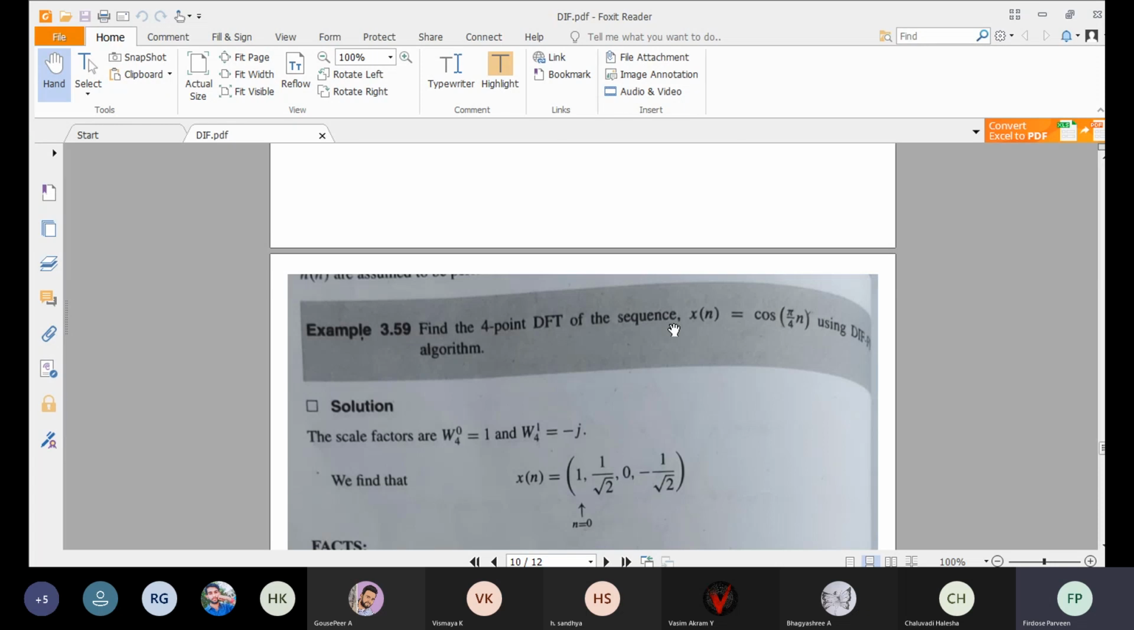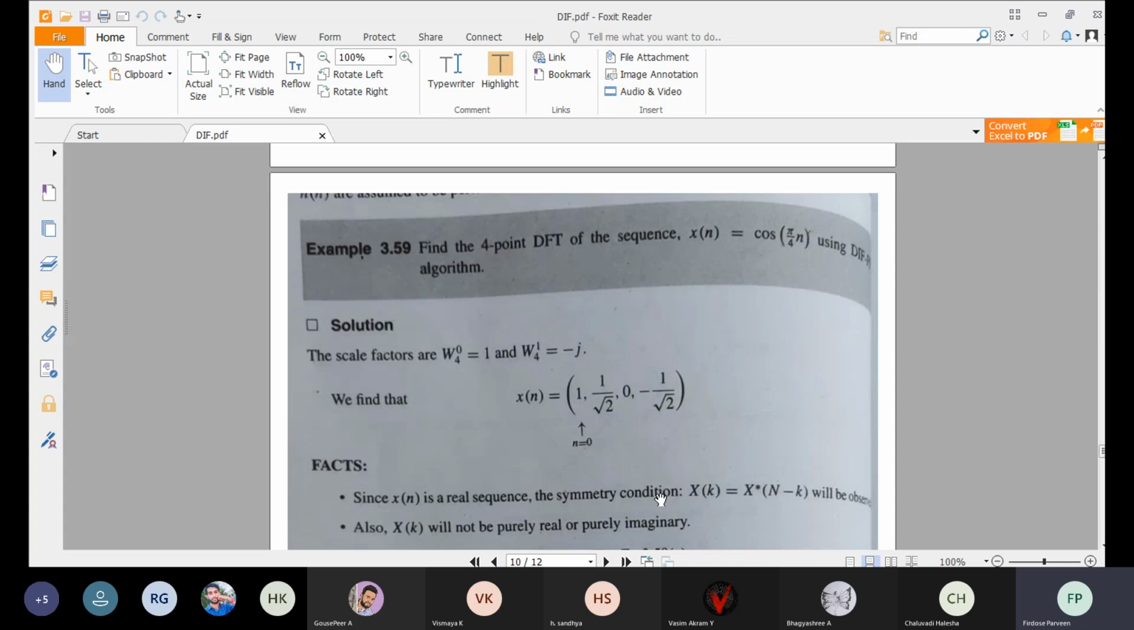They have given one equation, that is x of n is what? Cos of pi by 4 into n. So what you have to do? You have to first find out the sequence. What is the sequence? So x of n will be, when n is equal to 0, cos of 0 will be equal to 1. When it is 1, it is pi by 4, it is nothing but 1 by root 2. Okay. When n is equal to 2, it is pi by 2. Cos 90 will be again 0 like this. When it is 3 pi by 4, it is minus 1 by root 2 like this. Okay. So you have got the x of n. Simple thing.